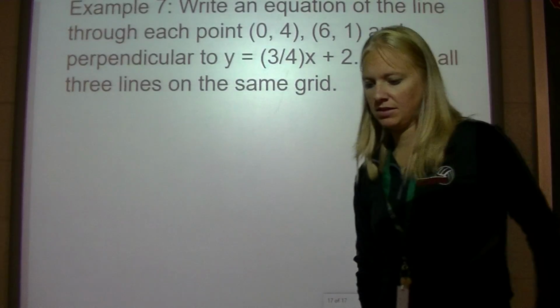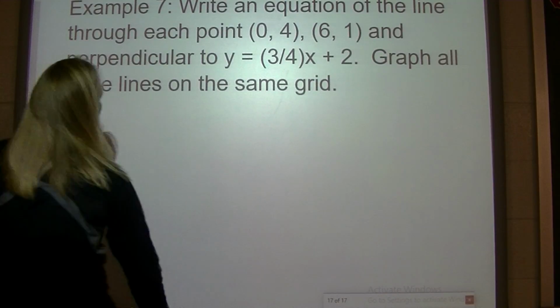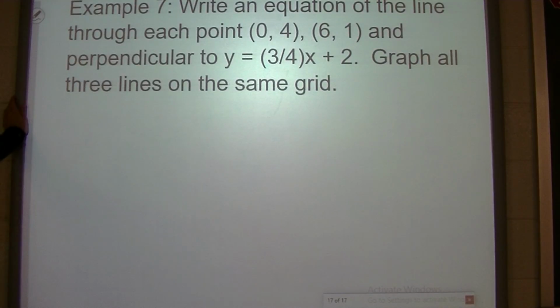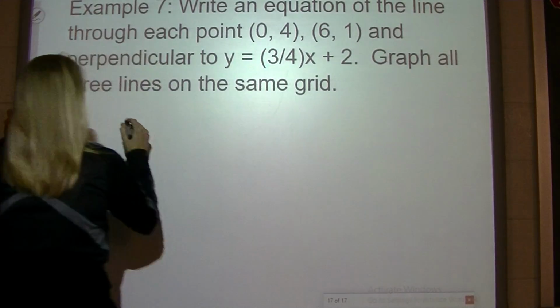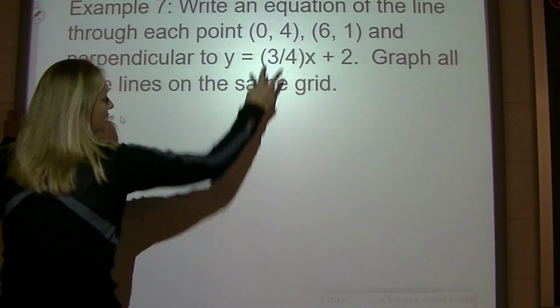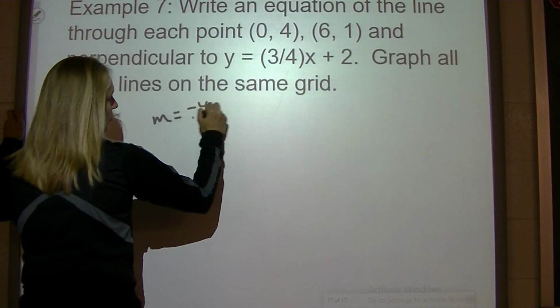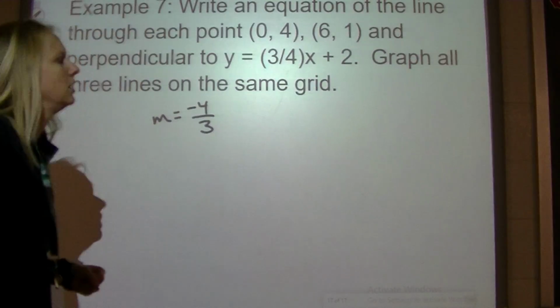And we need that perpendicular information for example 7. It says write an equation of the line through each point (0, 4), (6, 1) and perpendicular to y equals 3/4 x plus 2. Graph all 3 lines on the same grid. Okay, so with this, write an equation of a line through each point. I know they have to be perpendicular to this, so I know my slope for these 2 lines is going to be negative 4/3, because that is the opposite and reciprocal there.